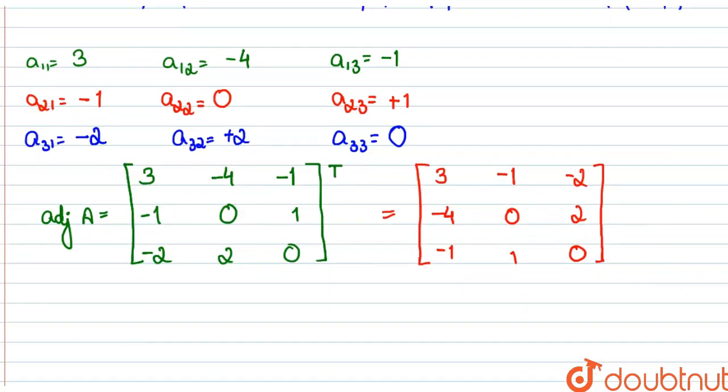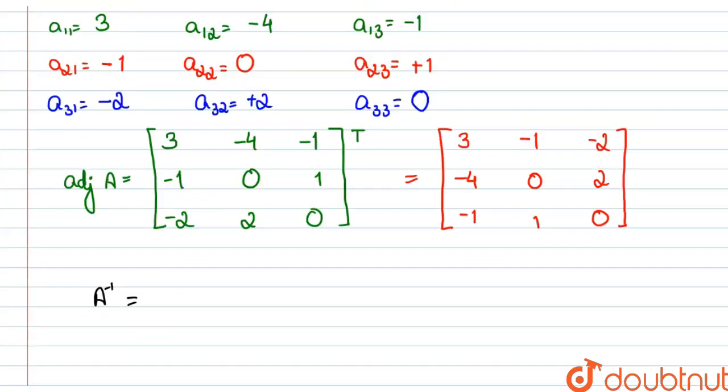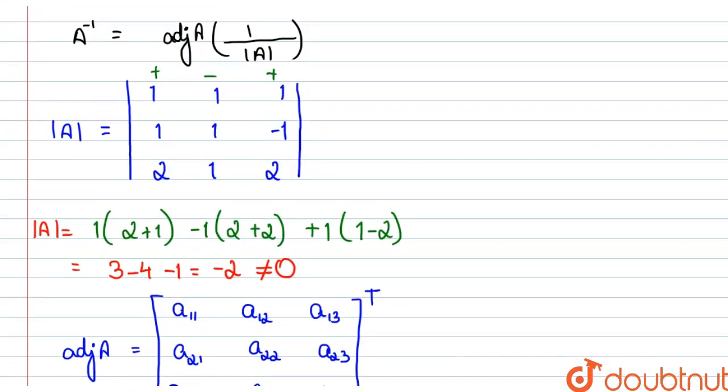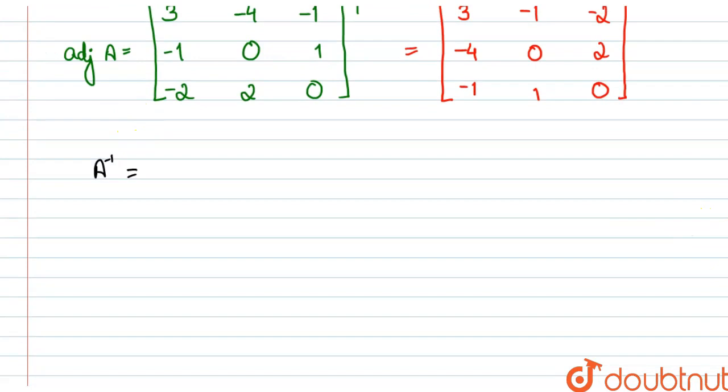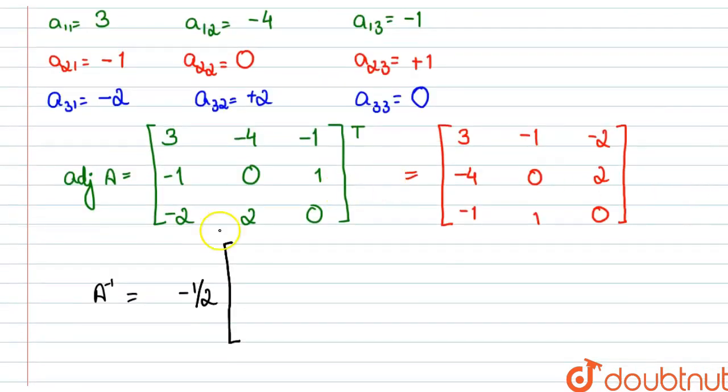So our A inverse comes out to be 1 upon determinant of A. So minus 1 upon minus 2. So we'll have 1 upon minus 2. Now our adjoint A, which is 3, minus 1, minus 2, minus 4, 0, 2 and minus 1, 1, 0. This is our A inverse.